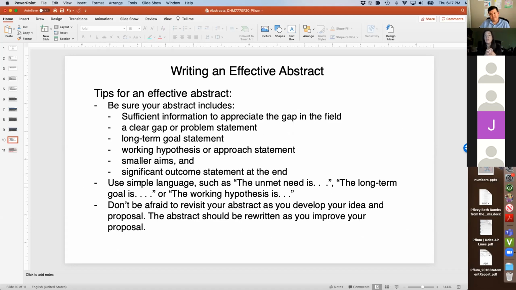In fact, when I started writing grants for the first time, I really felt like this simple language made my grants much clearer. So don't be afraid of using this very simple sentence structure. And please realize you're going to write your abstract for next week, and that abstract should change and change and change some more as you start writing the rest of your proposal. Always go back to it and revise it and refine it, because it will grow with your proposal.